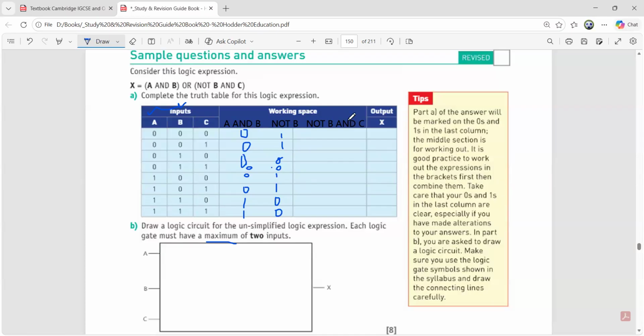And then lastly, it is not B and C. So not B, you will take this column and you will look for the values in column C. And you will apply the AND operation. Remember, not B and C. So not B is 1, C is 0. The result is going to be a 0 here. 1 and 1, the result is a 1. 0, 0, the result is a 0. 1 and 0, the result is going to be a 0 here. 0 and 1, the result is going to be a 0 here. 1 and 1, the result is a 1. 0 and 0, the result is a 0. And lastly, 1 and 0, the result is a 0.